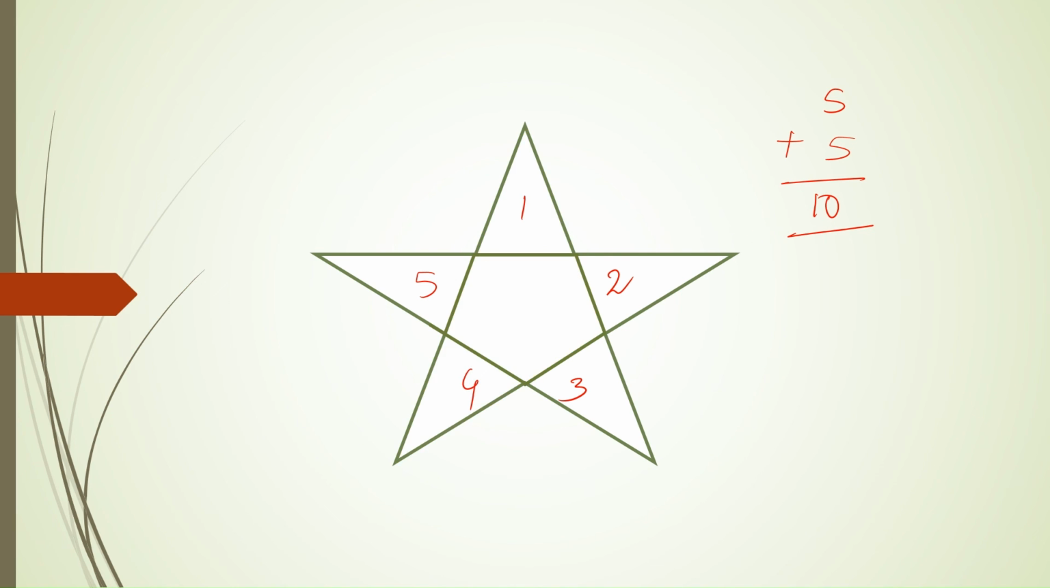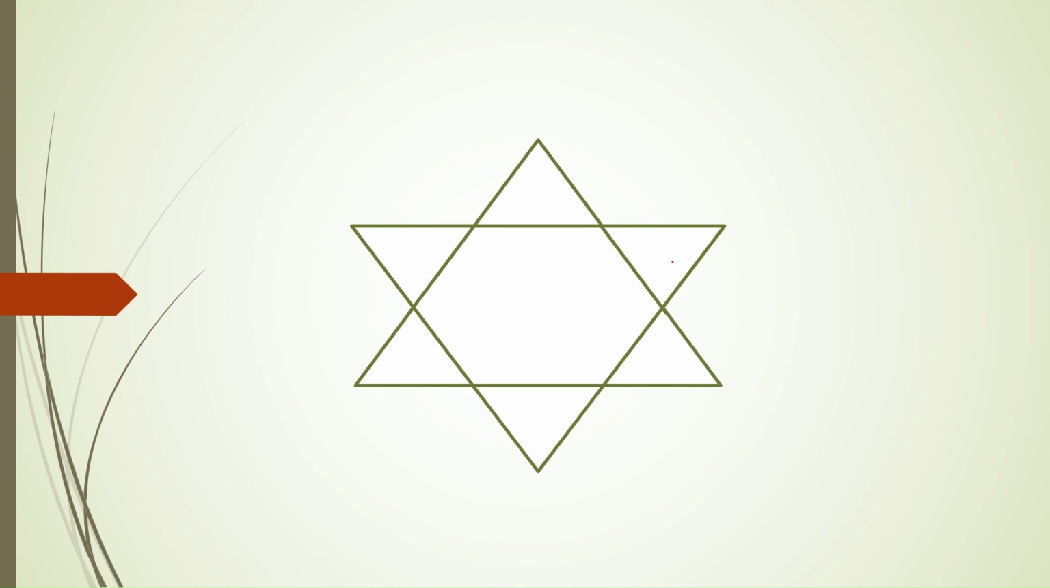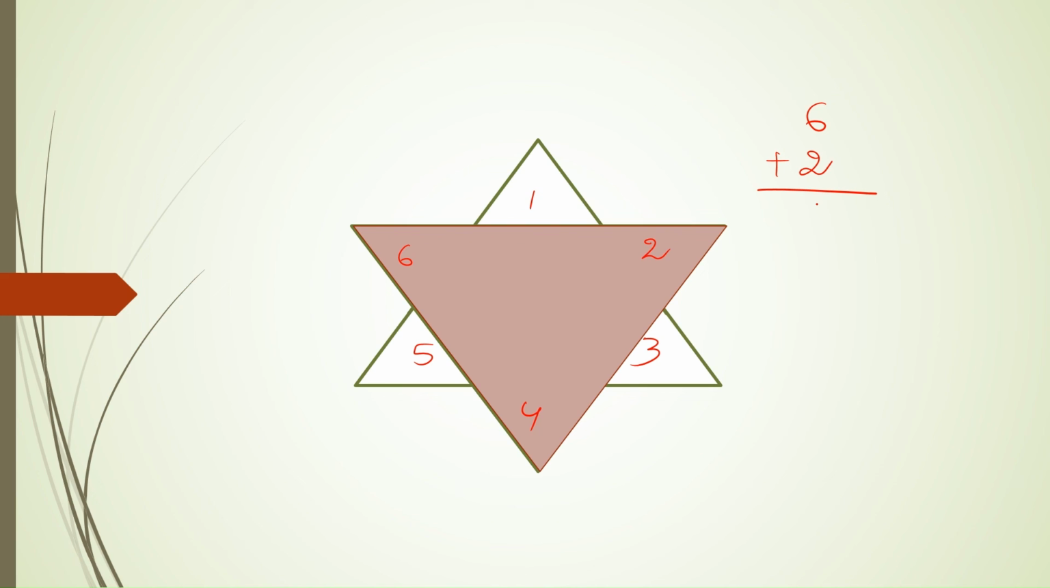Consider another pattern. Say in this, to count the number of triangles, we have these smaller triangles here, 6 smaller triangles plus 1 and 2 big triangles also we have. In total in this pattern we'll have 8 triangles.